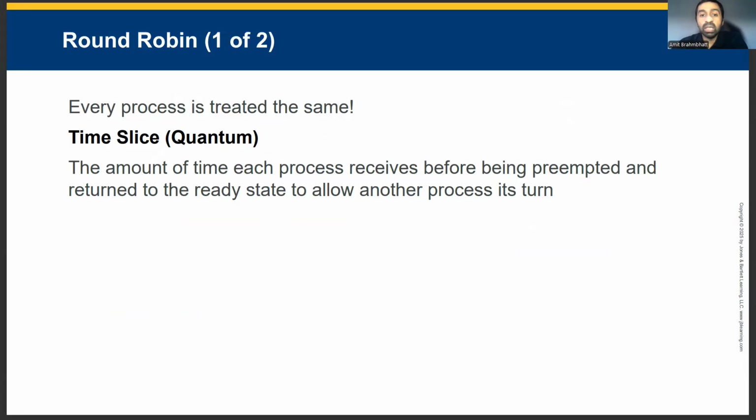Round robin scheduling. Each process receives a time slice or quantum of CPU time. If it doesn't finish, it returns to the ready queue to wait for another turn. This ensures fair access to the CPU and prevents any single process from monopolizing resources. Round robin is widely used in multitasking systems because it provides good responsiveness.